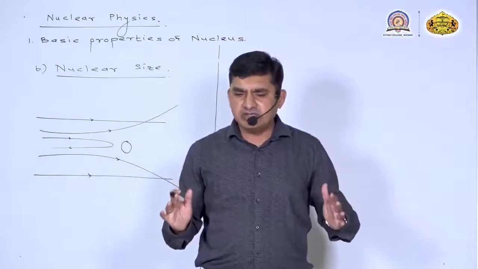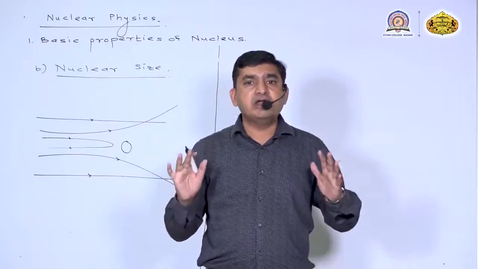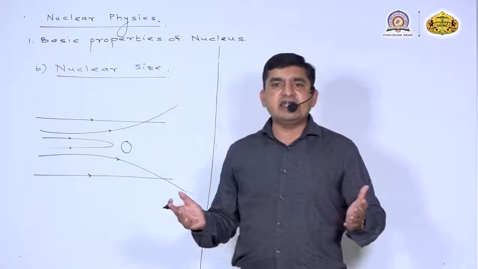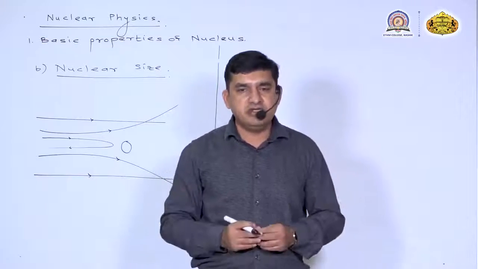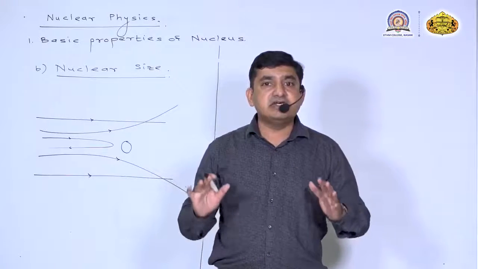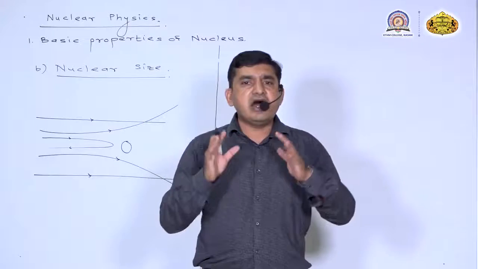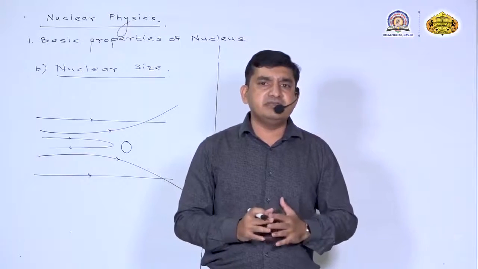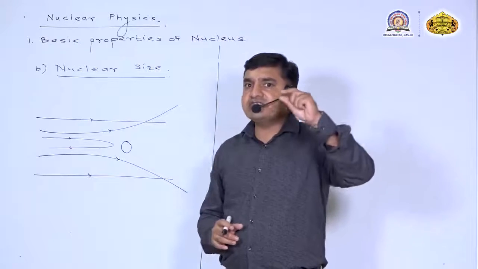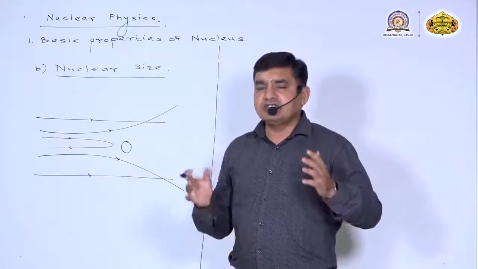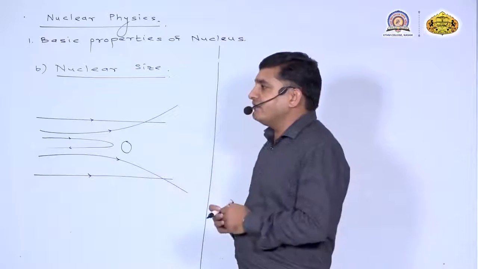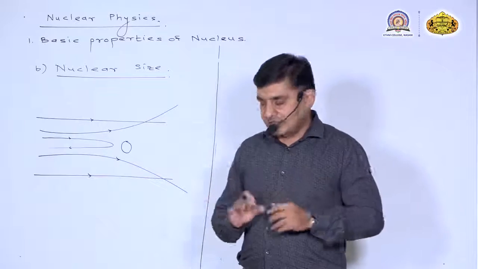And from this, Rutherford concluded that there is some massive part which is concentrated at the center of an atom, and that massive part is known as the nucleus. The large portion of the atom is empty, okay, and there is a very small massive part which is concentrated at the center of the atom, and that is the nucleus.